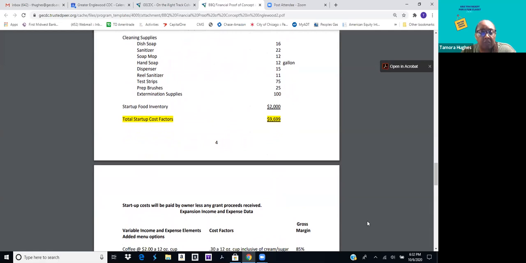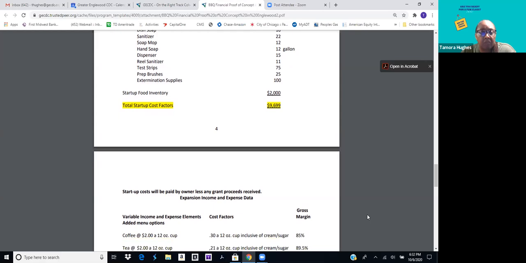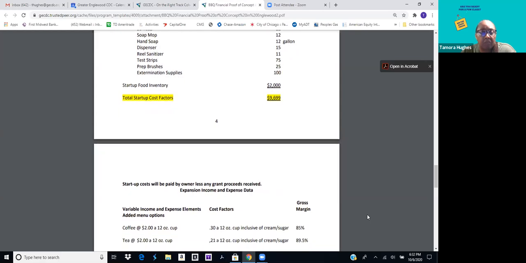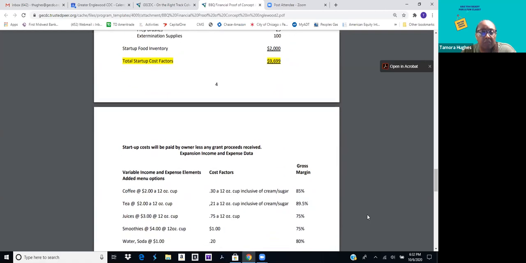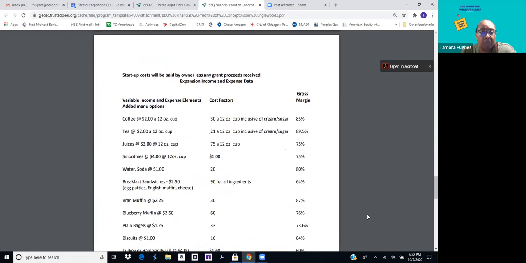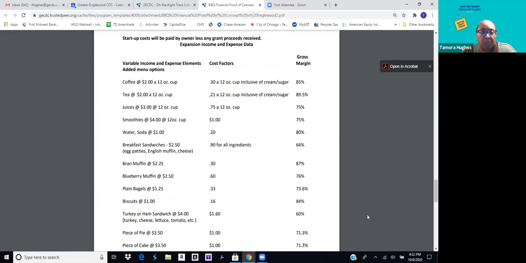So that's getting you up to $10,000 of startup costs. That doesn't present a problem with respect to the cash capacity of the chef. That can be handled. Now we come to the menu, the breakfast kind of food menu, and there it is.